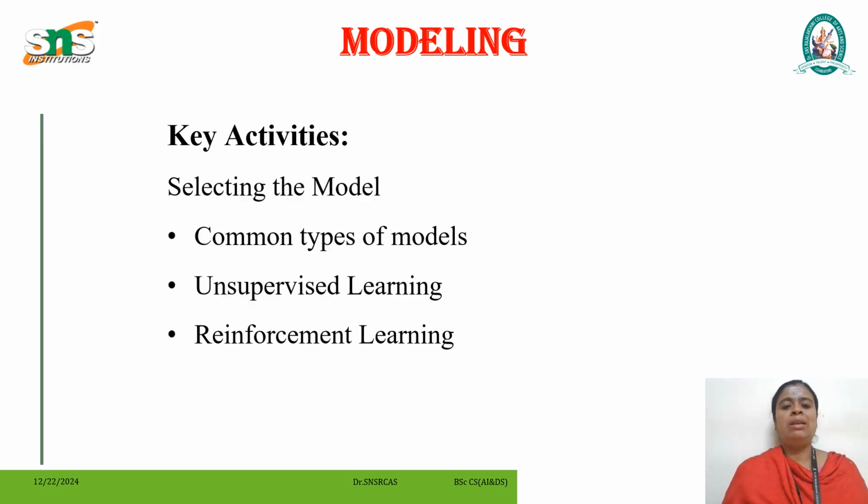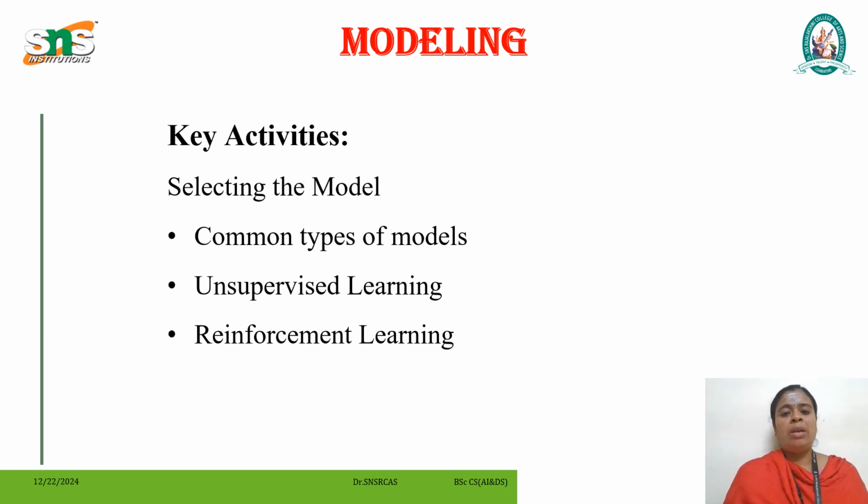Next one, modeling. It has a lot of key activities. First one is selecting the model. In this step, appropriate machine learning models or statistical techniques are applied on the pre-processed data to uncover patterns to make predictions or derive insight. The first key activity is selecting the model. Choose the appropriate model based on the problem type, classification, regression or clustering, etc., and the nature of the data.